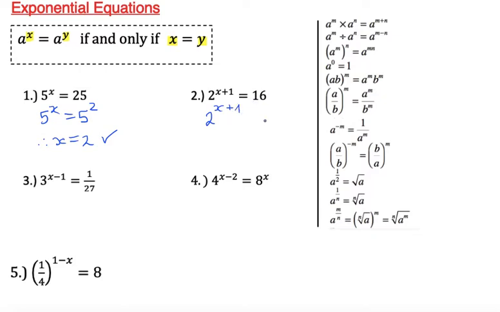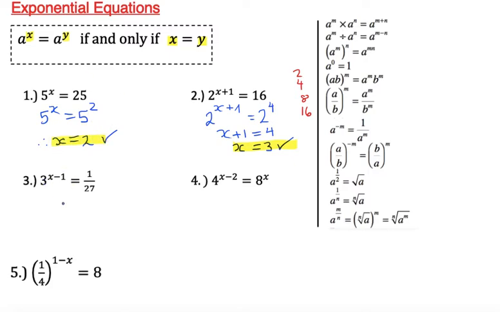Okay, so here I can express 16 as a base of 2 as well, can't I? So if I just start listing my powers of 2, we have 2, 4, 8, 16. So 2 to the power of 4 will give me this 16. And I can then use my law of equivalence. And now we ignore the base and we just solve it as a regular equation. Take 1 off from both sides, and this will be our result. Okay, let's take a look at the next one.